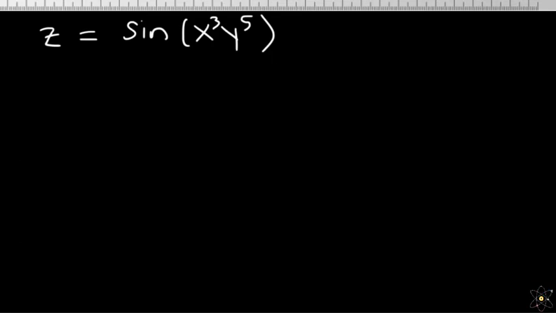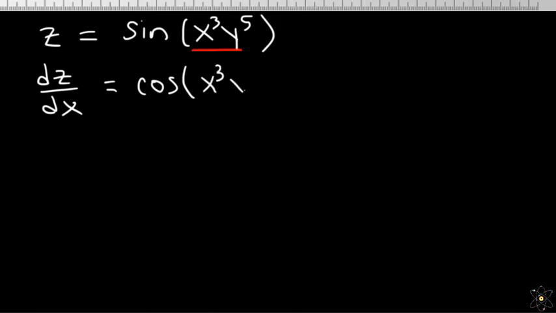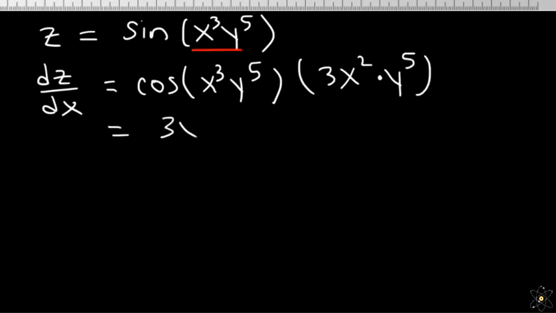So now let's work on the problem that we have. So let's find dz dx. The derivative of sine is cosine, and whatever is inside of sine, we're going to keep it the same. We're not going to change it. So it's going to be x cubed y to the 5th. And now we need to differentiate x cubed y to the 5th with respect to x. So we're going to treat x as the variable, y as the constant. The derivative of x cubed is 3x squared, and then we're going to multiply by the constant. So that's the answer, which we can write as 3x squared y to the 5th, and then cosine x cubed y to the 5th.